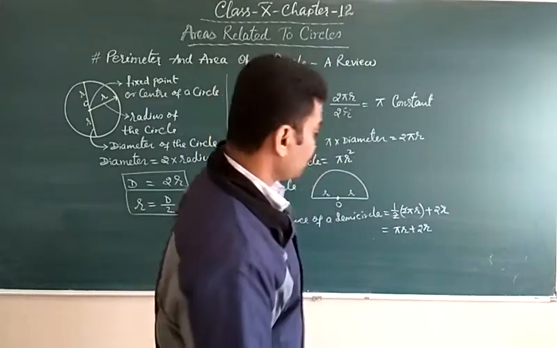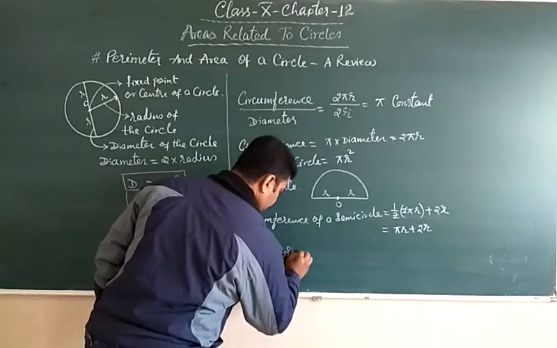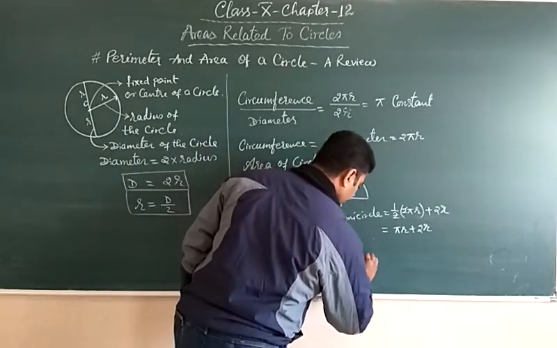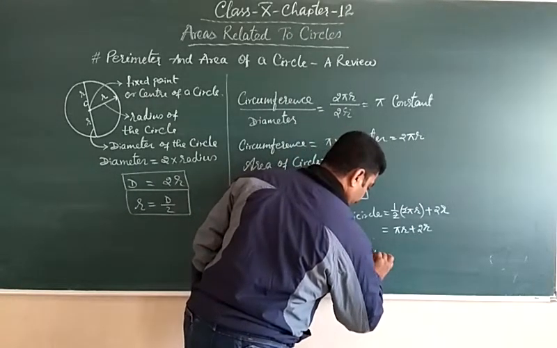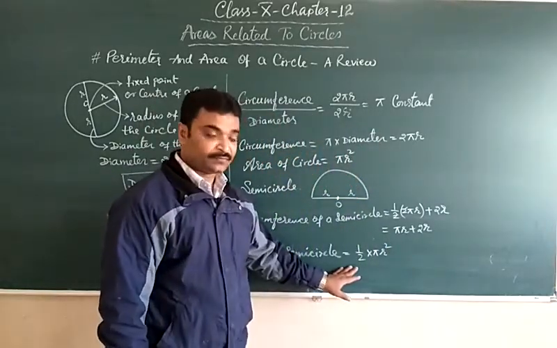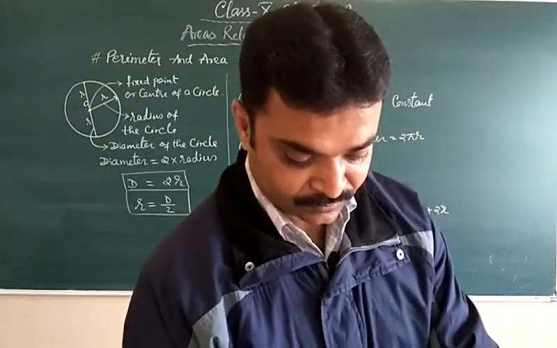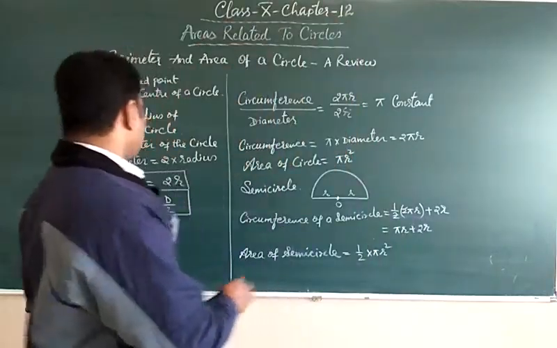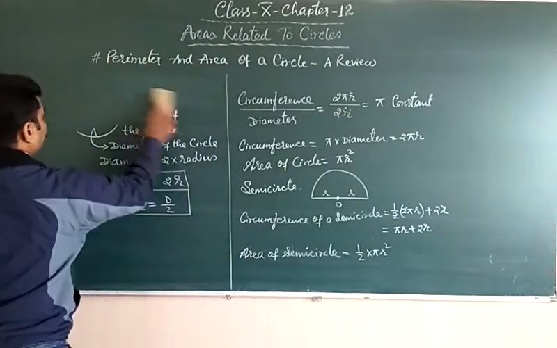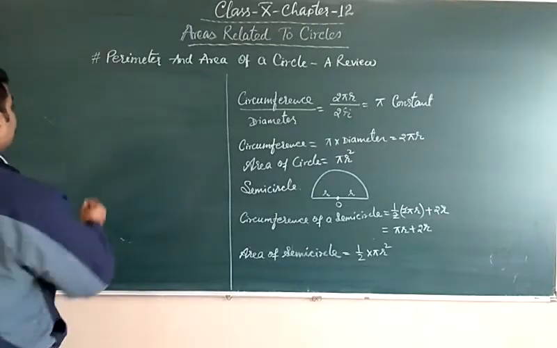Okay? Now, what is the area of a semicircle? Area of a semicircle is equal to half of the area of the circle, that is half into pi r square. It is the area of the semicircle. Now we come to the next point, that is quadrant. What is a quadrant? Quadrant means 1/4 part of a circle.